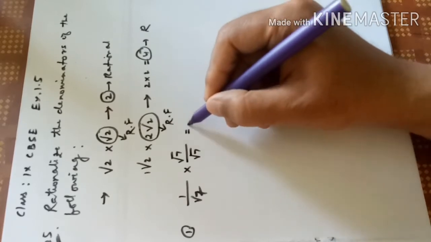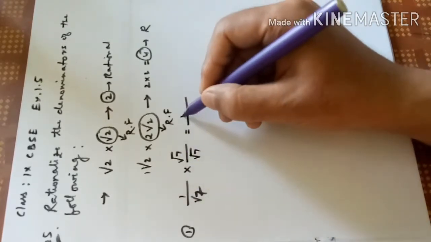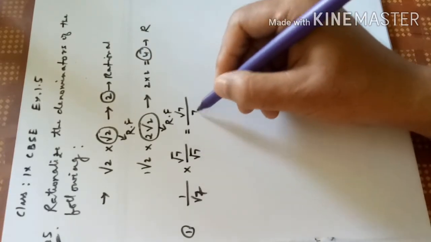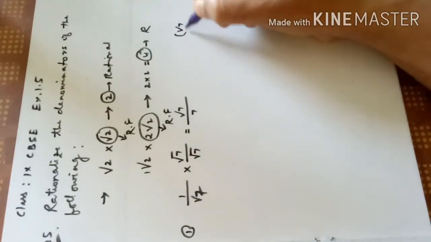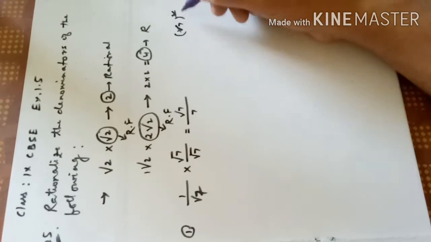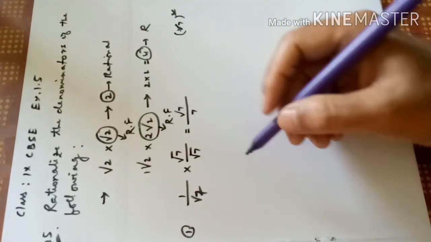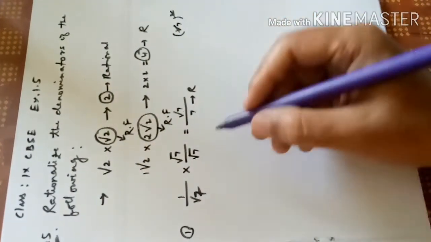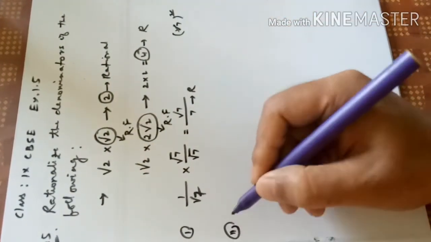Now you will get 1 into root 7, which is root 7. Root 7 into root 7, the answer will be 7. Root 7 into root 7 means root 7 squared, the square and root cancel, and the answer is 7. So now the denominator becomes rational. This is called rationalizing. Let us see the second one.